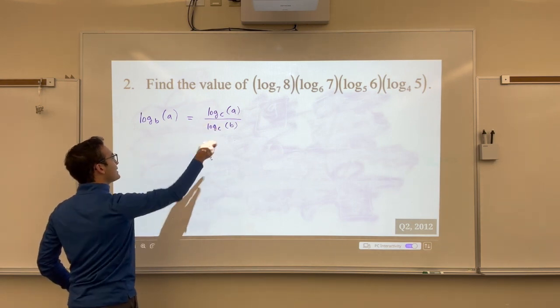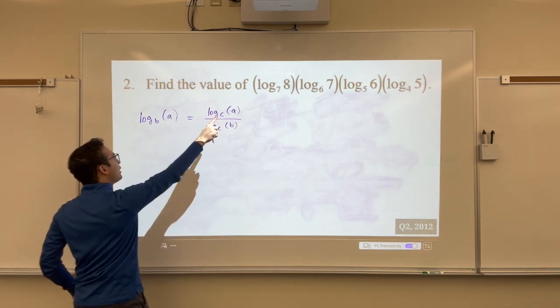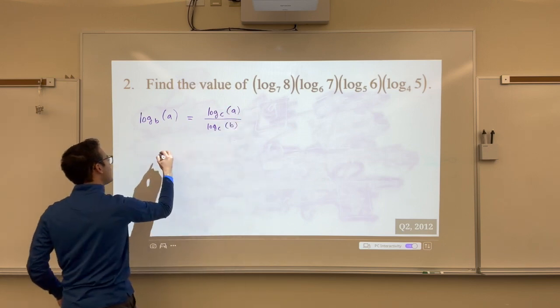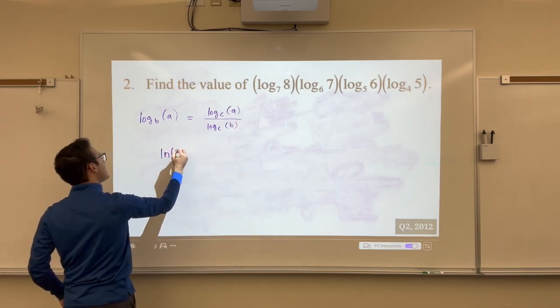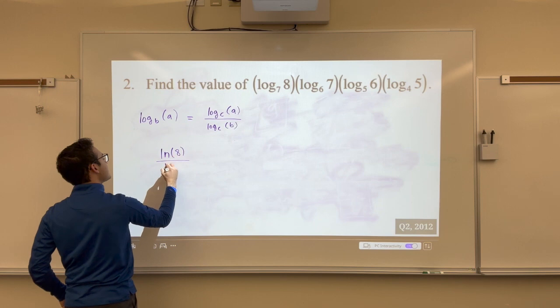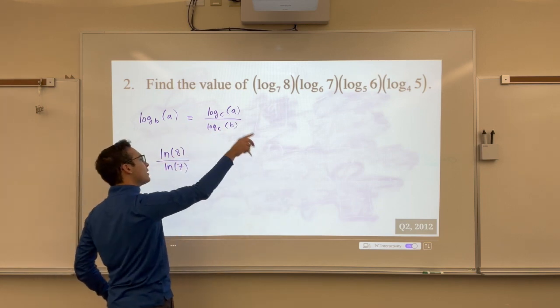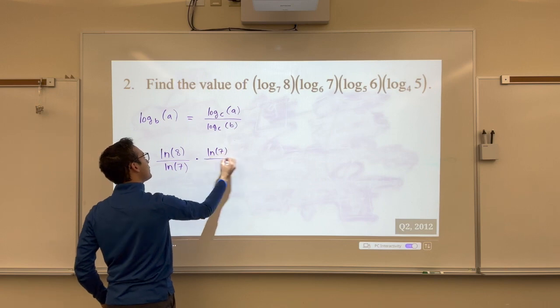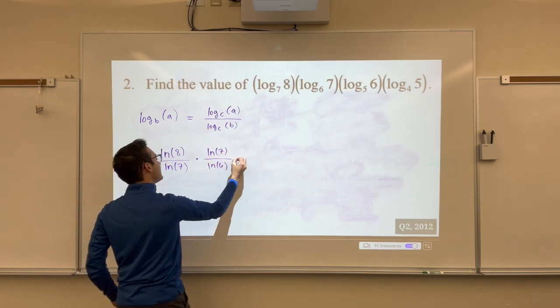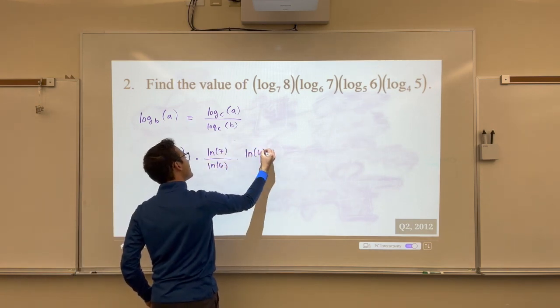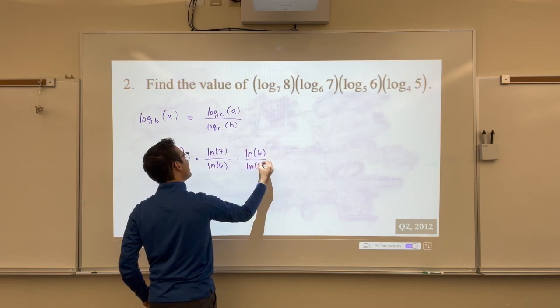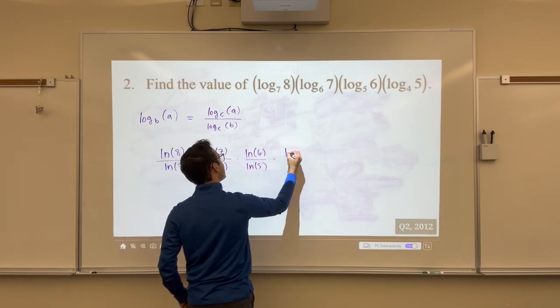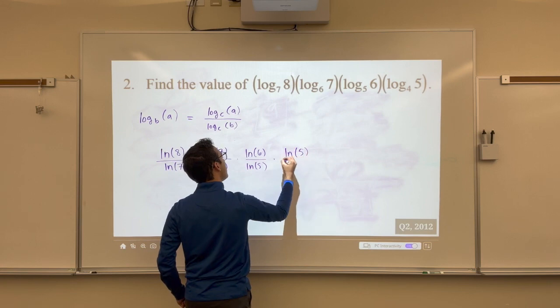So rewriting this, I'm going to say the log base 7 of 8 is going to be equal to the natural log of 8 over the natural log of 7. And I'm going to do that for each one of the terms. So the next one is going to be the natural log of 7 over the natural log of 6. And then we're going to multiply it by the natural log of 6 over the natural log of 5. And then finally, we're going to multiply this by the natural log of 5 over the natural log of 4.